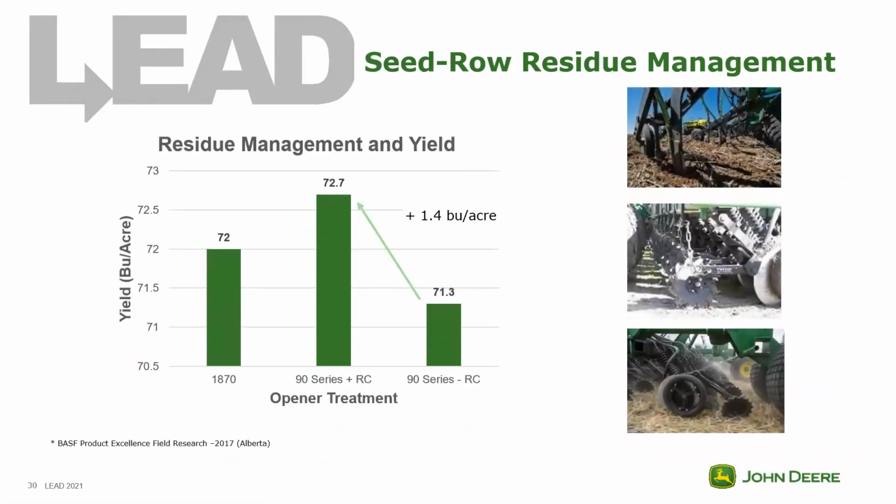In order to improve emergence, you need to have the ability to penetrate the residue that is there. Using an opener and drill settings to penetrate residue so all the seeds go into the soil and have good seed to soil contact. Ideally, residue is spread evenly across the soil surface during or after harvest.